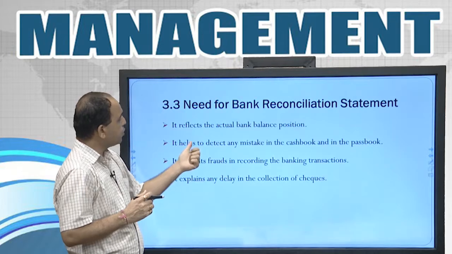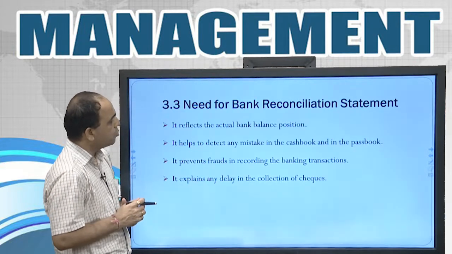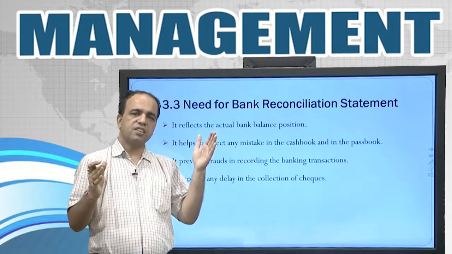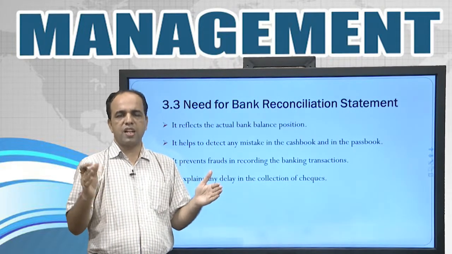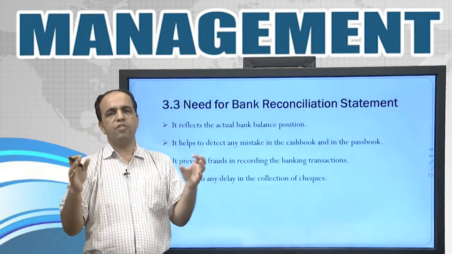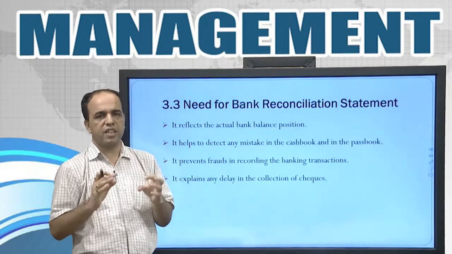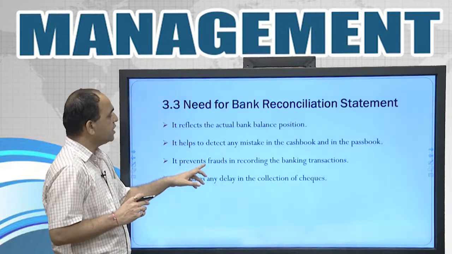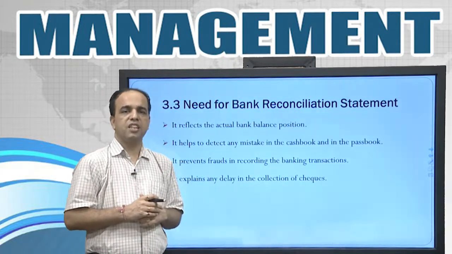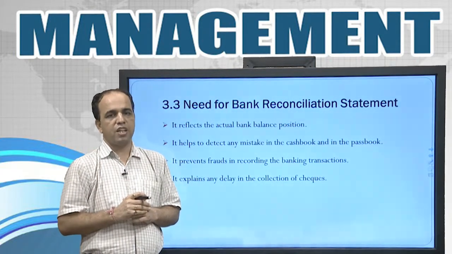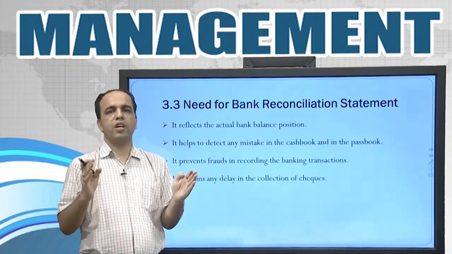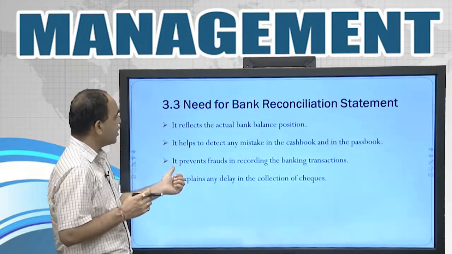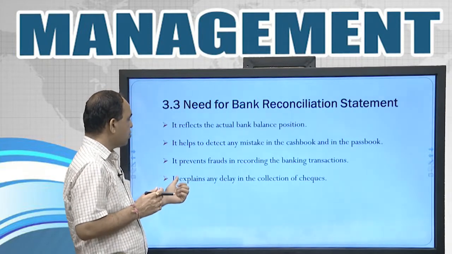Reconciliation helps to detect any mistake in the cash book and in the passbook also. If we reconcile the transactions recorded in the cash book with the transactions recorded in the passbook, we can make out whether there is any mistake or not. It prevents fraud in recording banking transactions. In the era of cyber crime, if we reconcile the cash book and passbook, we can make out whether any discrepancy is due to fraud in the transactions or account.